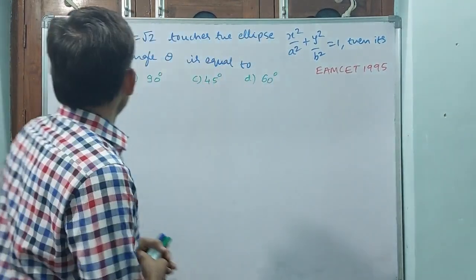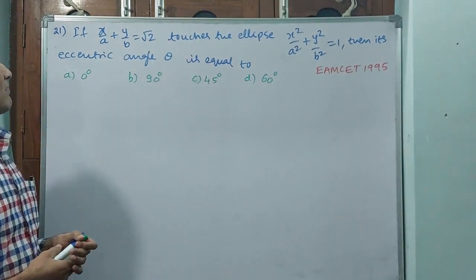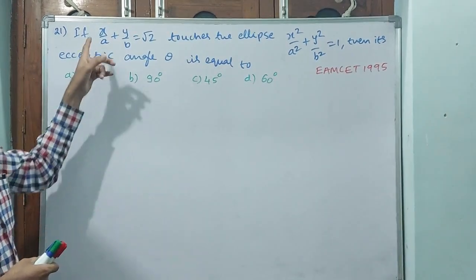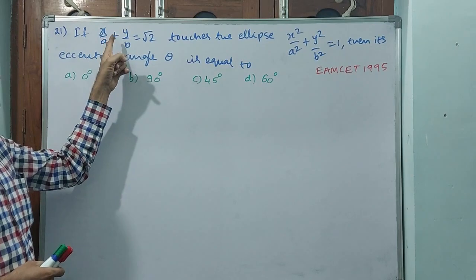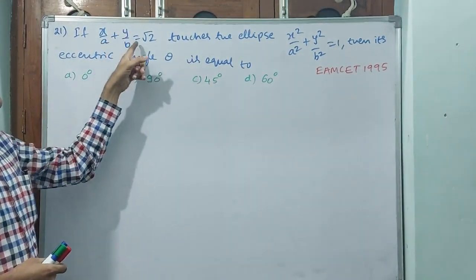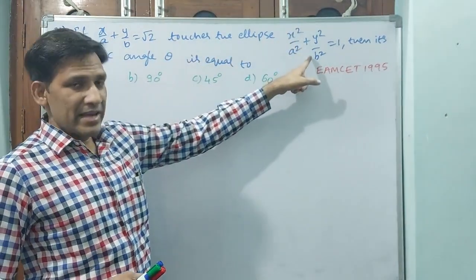See question number 21. If x by a plus y by b is equal to root 2 touches... That means this is a line. Why? Because x square is not there. This is not an ellipse. This is simply a line. x by a plus y by b is equal to root 2 touches the ellipse. This is the ellipse, because x square is there.